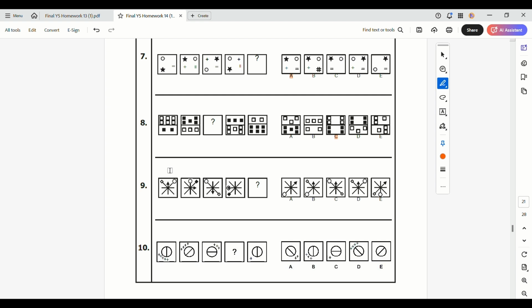Question 9. Arrows pointing up, then to the right, then down, then left. So we know the next one is going to be pointing up. Look at the circle. It's moving one space, so to the left, anti-clockwise. This over here is going to be down at the bottom left. Okay, arrow pointing up, circle bottom left. It's option B.